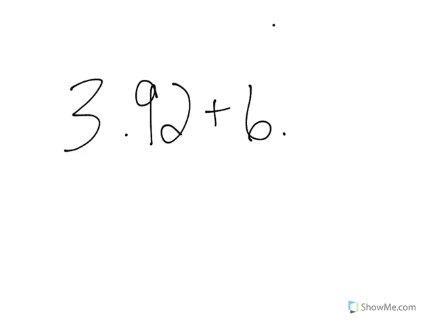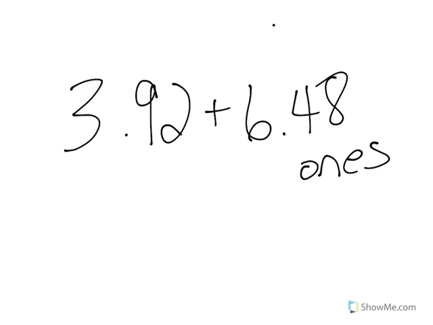Another one is what they will often have you do, they'll say estimate by rounding to the indicated place value. So for example, if we had 3.92 plus 6.48, and it says to the ones. So what we're going to do is we're going to look at the ones column. Well, which one is the ones column? This is the ones column.